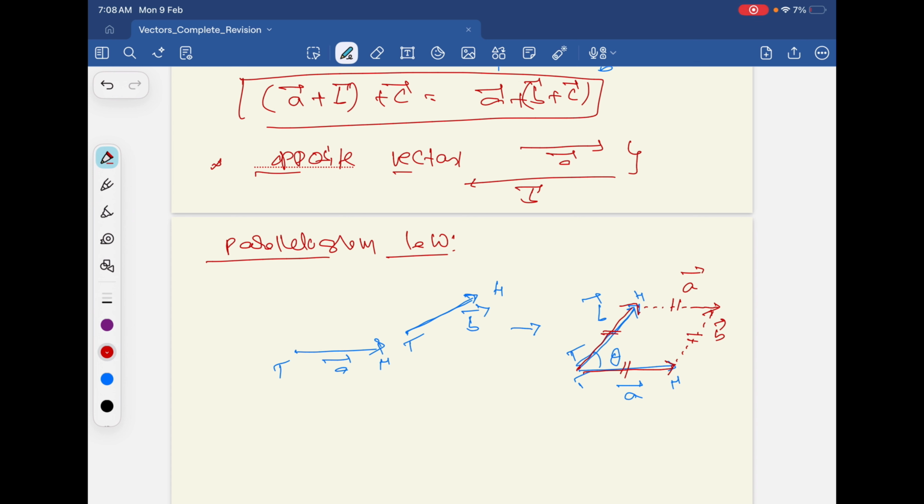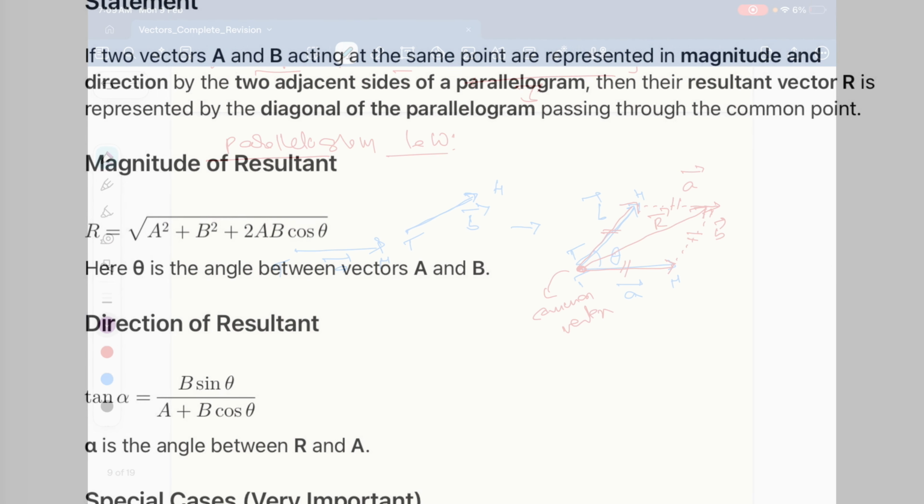So the resultant is given by a vector passing through this common vertex. Represent the two vectors A bar and B bar along the adjacent sides of a parallelogram with a common vertex. Then the resultant is given by the vector passing through this common point, the common vertex. This is R bar. This law is called the parallelogram law.